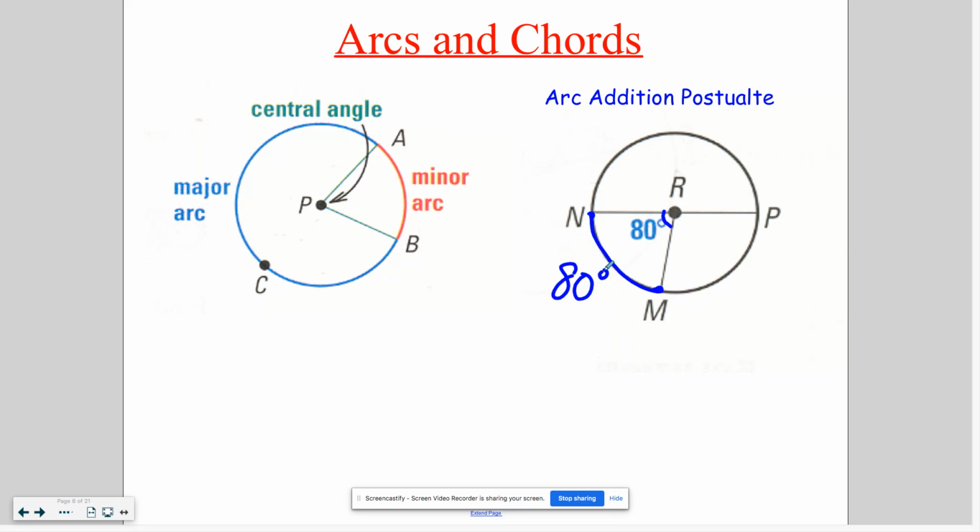So obviously if that's 80, then this has to be 100 to cover up 180 degrees, which means the central angle is also 100. Those will always go hand in hand. The arc is 100 degrees, the central angle 100 degrees. If you have half a circle, this is 180 degrees. Well, of course, this is 180 degrees as well, because it's a straight line or half a circle.